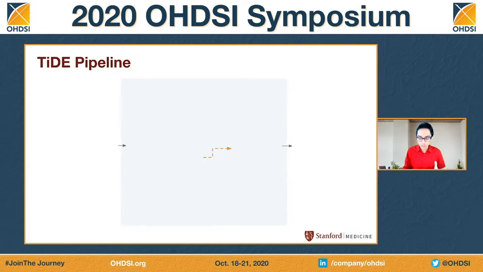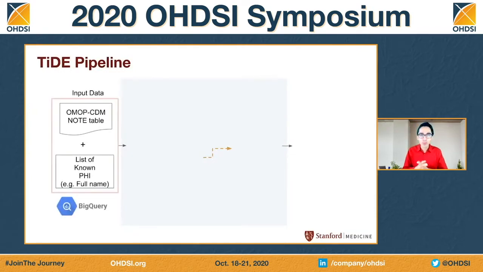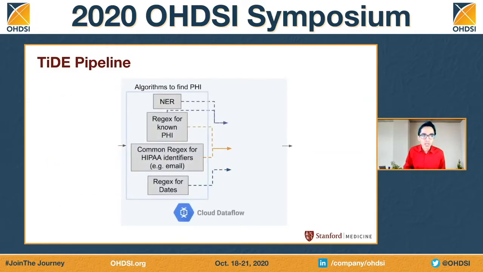Now, how are we doing with Tide? What we do with Tide is we start with the CDM node, and we are using version 5.3.1, and we have this list of all known PHI information that is routinely collected as part of the patient care. Then we launch several algorithms in parallel. The first one is named entity recognition.